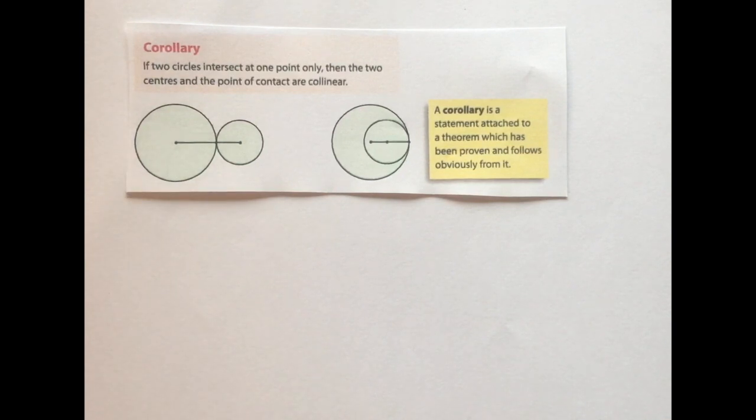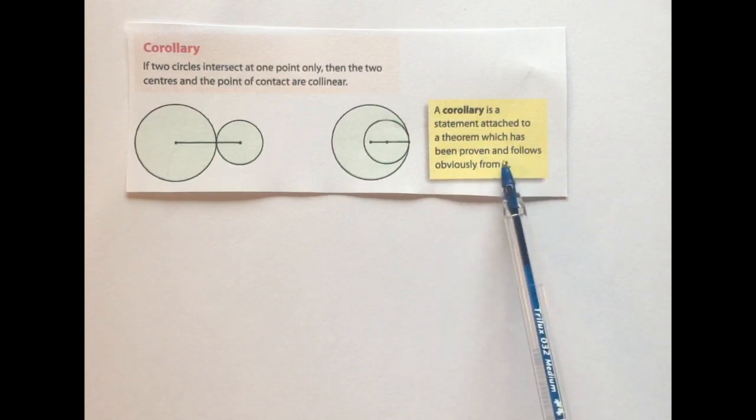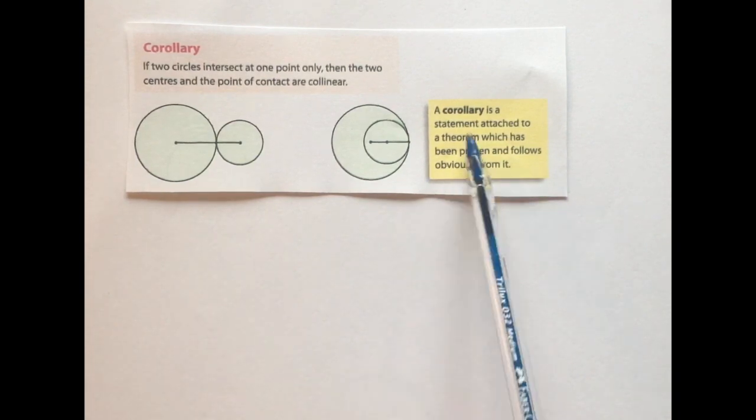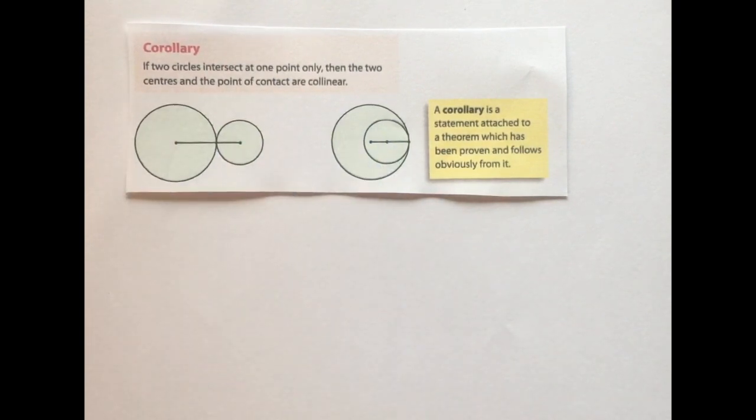Okay, and the last thing I want to point out is a corollary. A corollary is just a statement that's attached to a theorem, which has been proven and follows obviously from it. So it's just something that follows on from a theorem, an extra thing to be wary of. And again, don't worry about the blurb, it's more the diagrams. Be very familiar with the diagrams. That's how it will most likely come up in the exam.